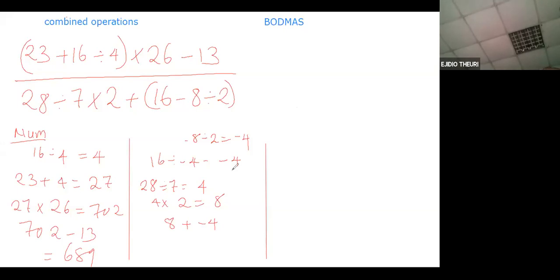So remember, we had 4, negative 4 here. So 28 divided by 7 is 4. 4 times 2 is 8. 8 plus minus 4 is 4. Right? So we are dividing 689 by 4. Right? So it will be 689 divided by 4. It will be 172 and 1 over 4.